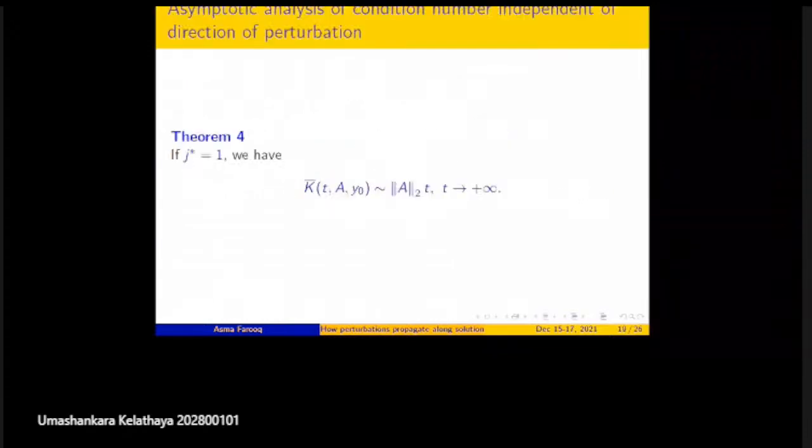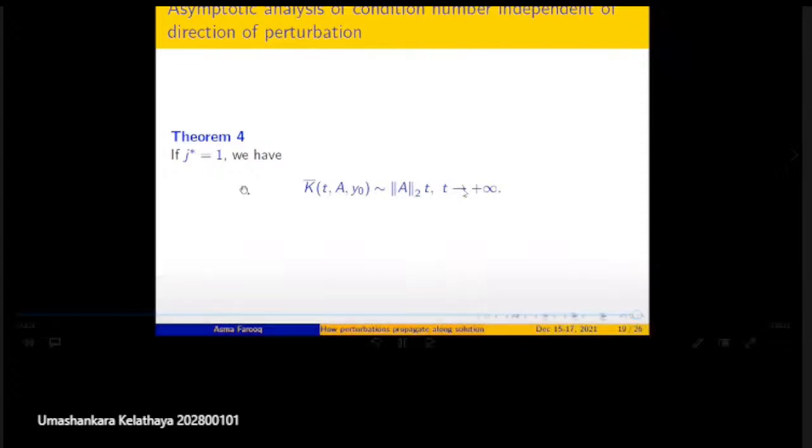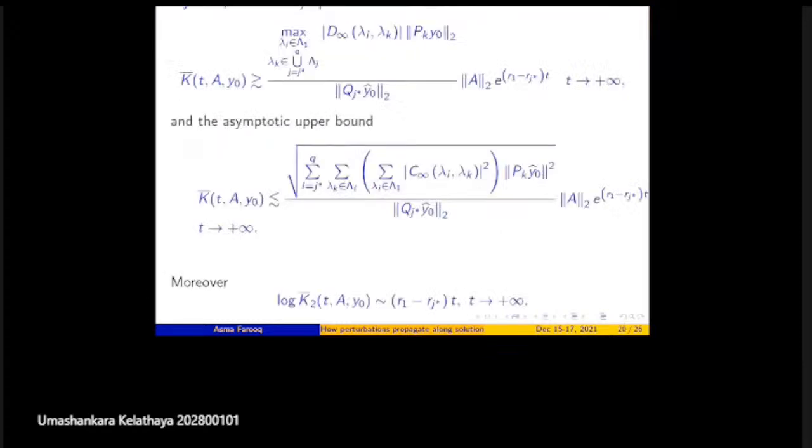Okay, theorem 4 gives asymptotic behavior of the condition number independent of direction of perturbation. It first states the generic situation, that is J star equals 1. In the generic situation, we can observe linear growth of this condition number with increasing t. And for the non-generic situation, we have an asymptotic upper and asymptotic lower bound, and we can observe exponential growth of the condition number with increasing t.